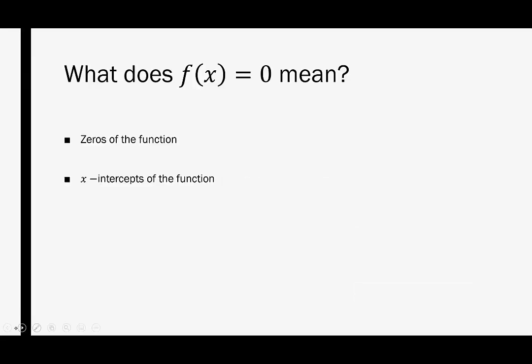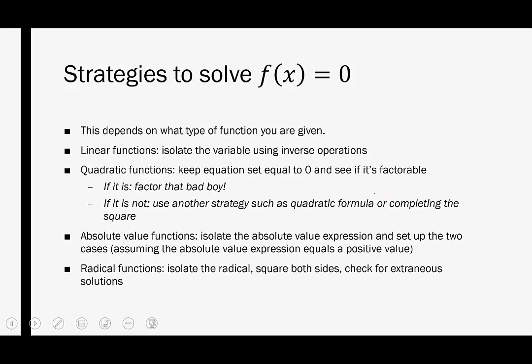Okay, so let's get started. What does f of x equals 0 mean? It means we're trying to identify the zeros of a function, which also means we're looking for the x-intercepts of a function, right? Because when we're talking about a function, we would say that the ordered pair would be x, f of x, and if f of x is equal to 0, then we would have x comma 0, which indicates that we're dealing with an x-intercept. So we're trying to identify the x-intercept or intercepts of the given function.